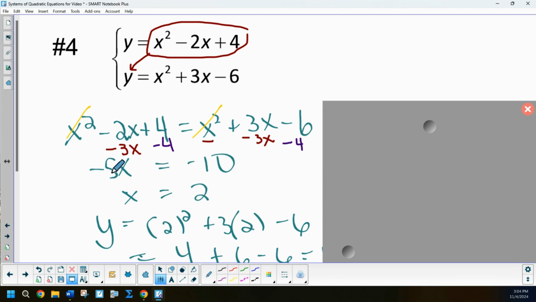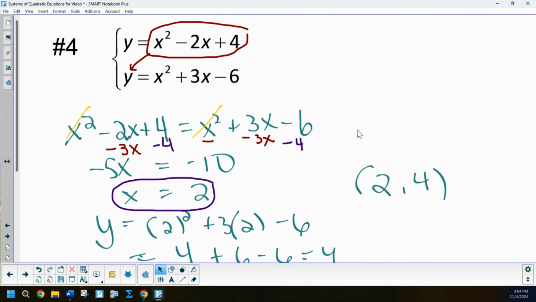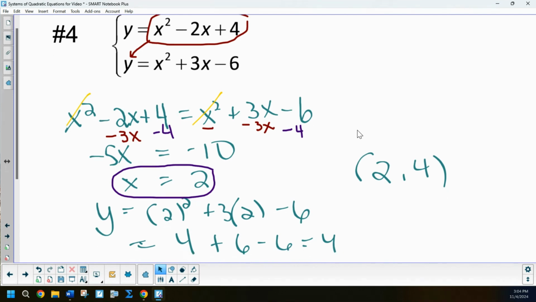So I now have negative 5x equals negative 10, which gives me, when I divide by negative 5, x equals 2. So I only have one value for x. To figure out what the y value is, I have to substitute it in. And it's not super easy because I'm dealing with the quadratic. So I chose to substitute it into the bottom one. And I chose that personally because I had a positive here in front of the 3. But you can, again, choose the top one, and you just have to be careful with the negative sign.